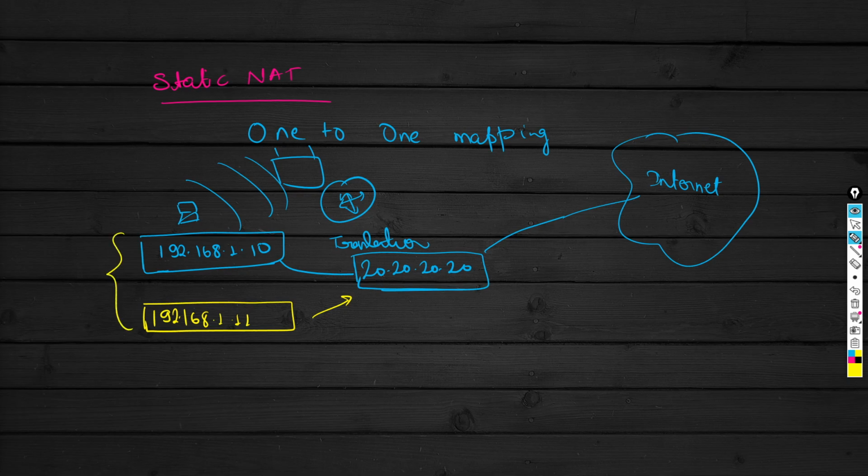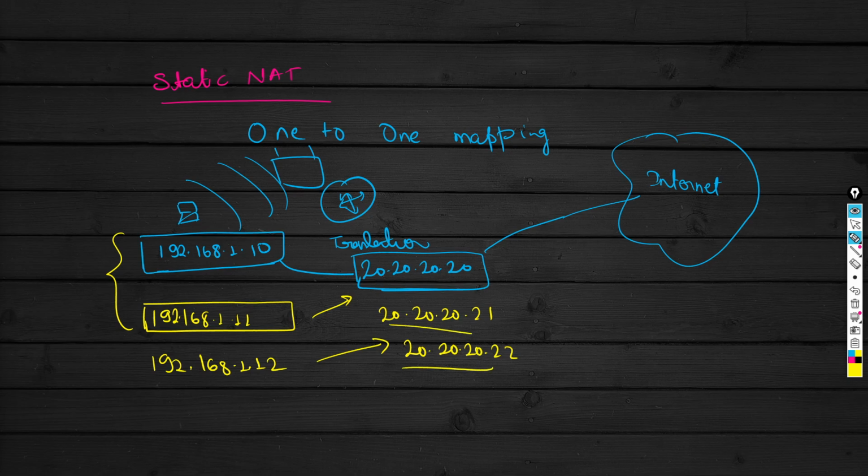To understand that, if you have even a TV connected, having an IP address 192.168.1.12, they need a third IP address. Let's suppose they need 20.20.20.22. So it needs static IP addresses. You have done static mapping, and every new machine that comes needs one specific IP address to go to the internet.